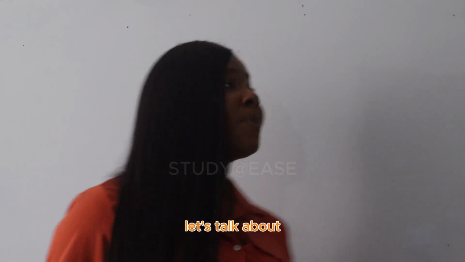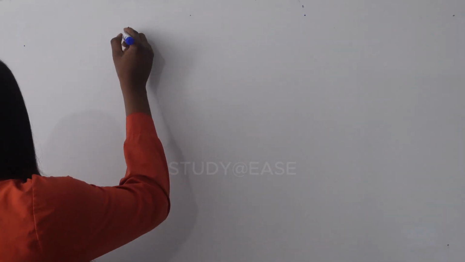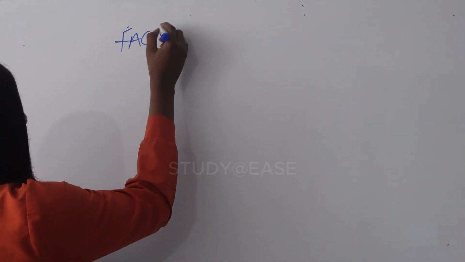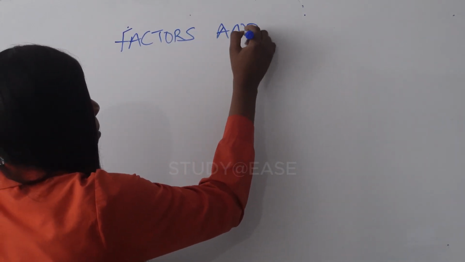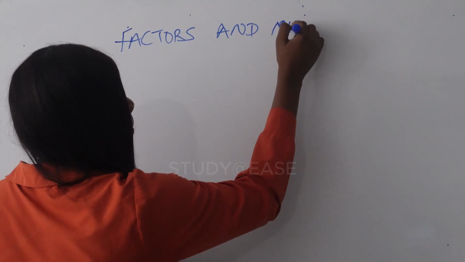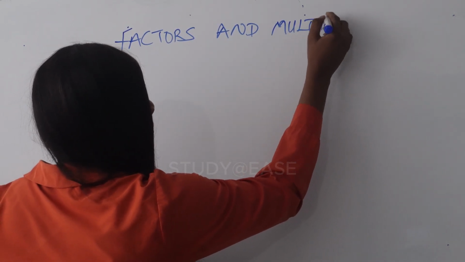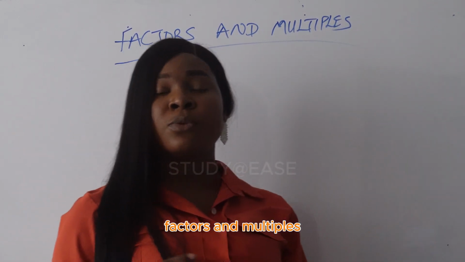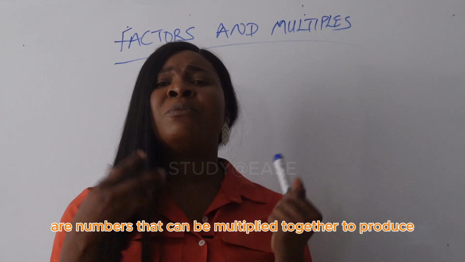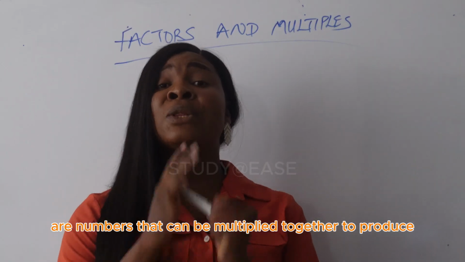Let's talk about factors and multiples. Factors and multiples. Factors are numbers that can be multiplied together to produce another number.